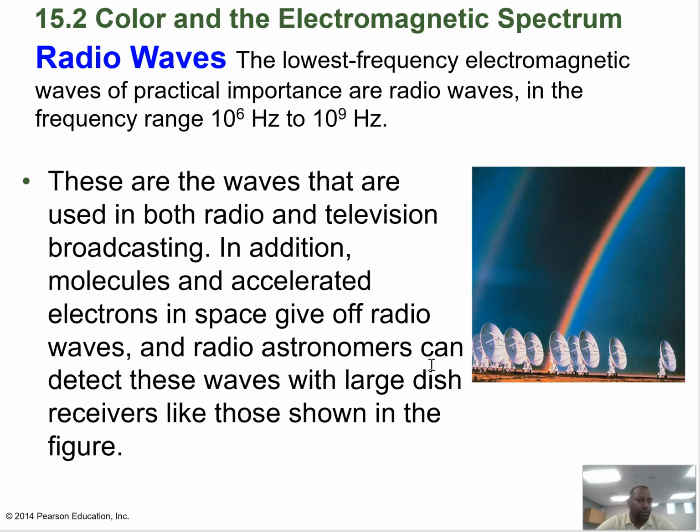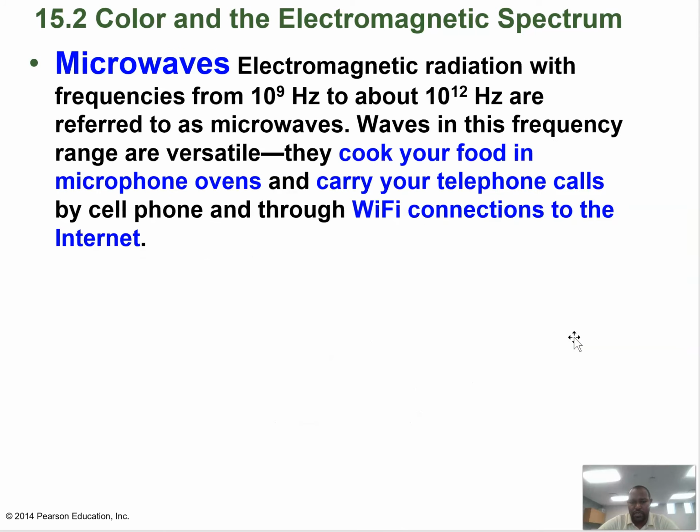In addition, molecules and accelerated electrons in space give off radio waves, and radio astronomers can detect these waves with large dish receivers like the one shown in the picture. So this one will detect a radio wave. A radio wave is a wave at which the radio and the televisions all broadcast.